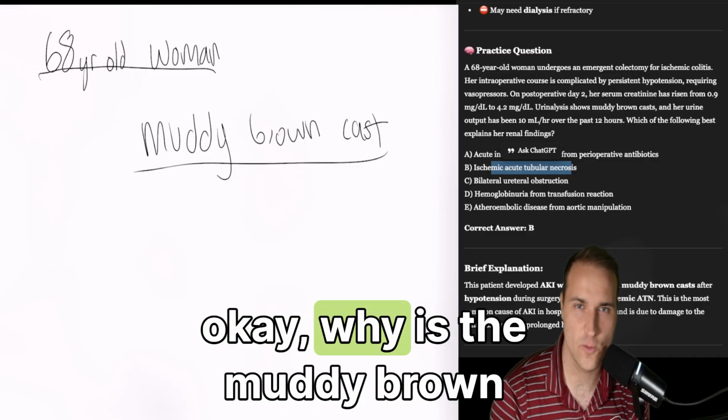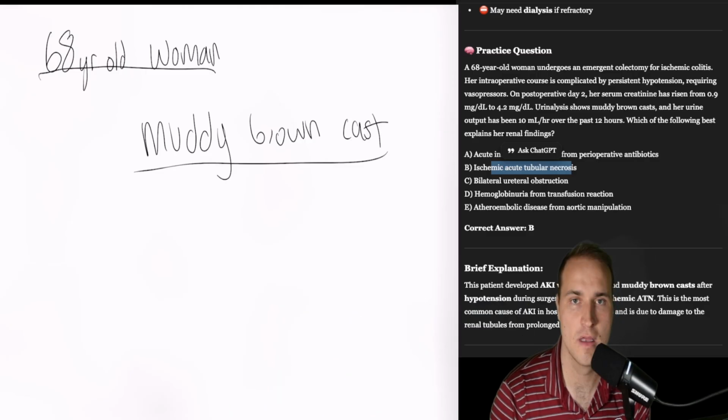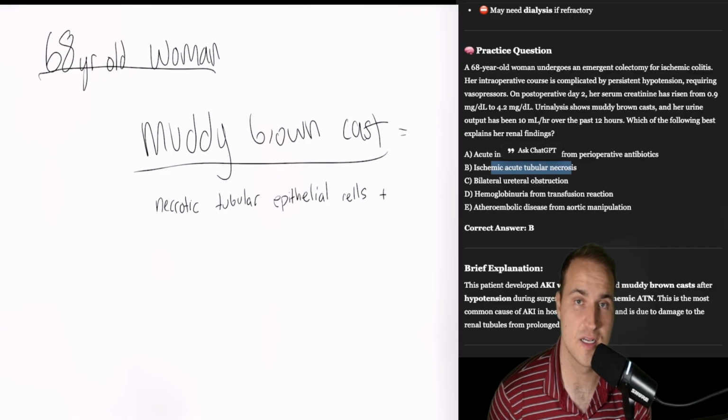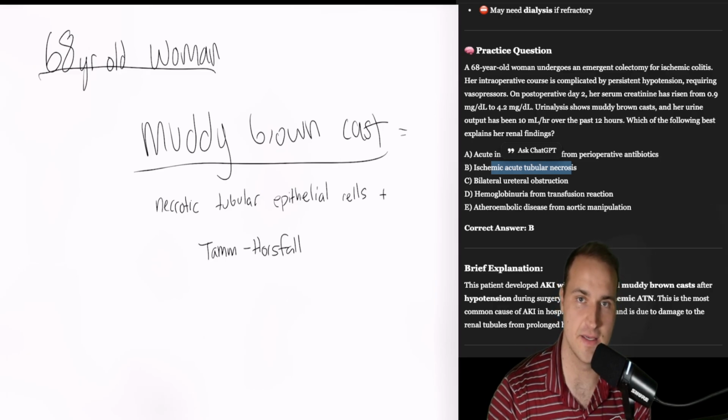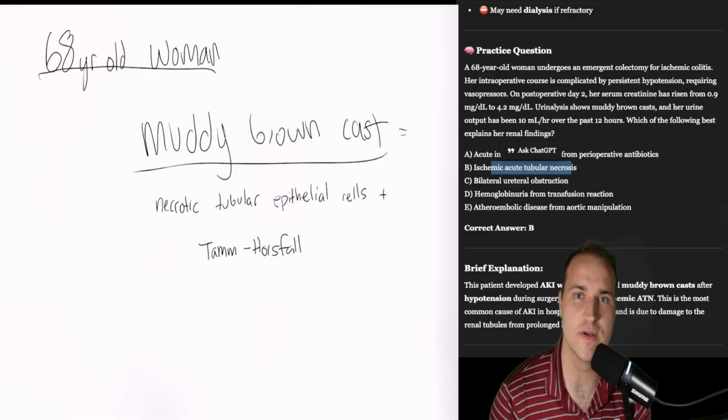And you might be asking, okay, why is the muddy brown cast so specific for ATN? Well, let's break this down. The muddy brown casts are the necrotic tubular epithelial cells, plus a little bit of that Tamm-Horsfall protein. And these form specifically in the setting of acute tubular injury, especially the ischemic or nephrotoxic ATN. And so the mechanism in ATN, especially from ischemia and toxins, is that the cells in the proximal tubule and the thick ascending limb suffer from a hypoxic injury and they die.